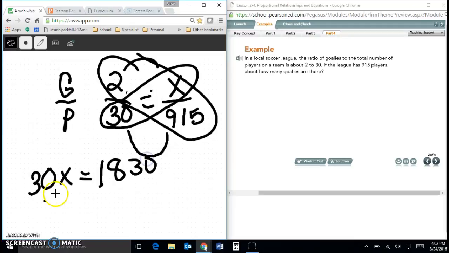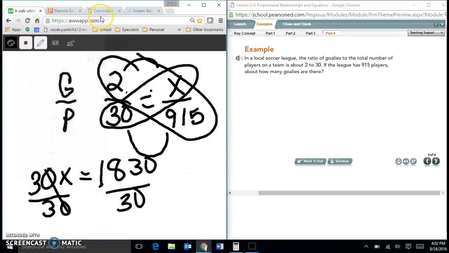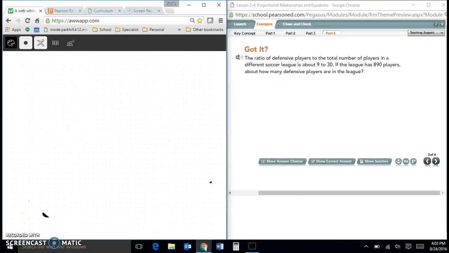And then let's solve for our x, our unknown. Divide by 30, divide by 30. So 1,830 divided by 30 will give us our final answer. 1,830 divided by 30. Our answer is 61. So your answer to this math problem would be, there would be 61 goalies. Two more, got it. And then let's be finished for the day.